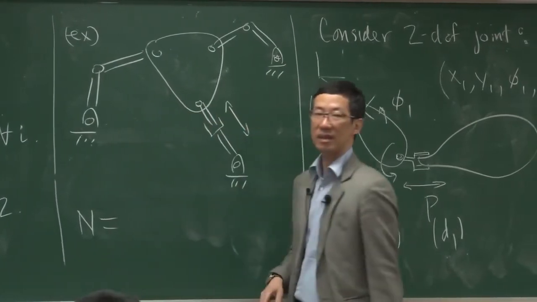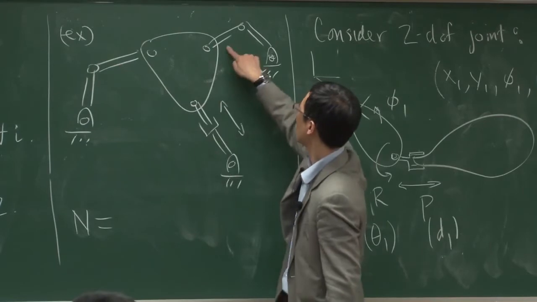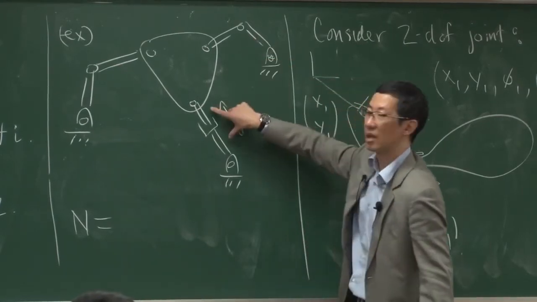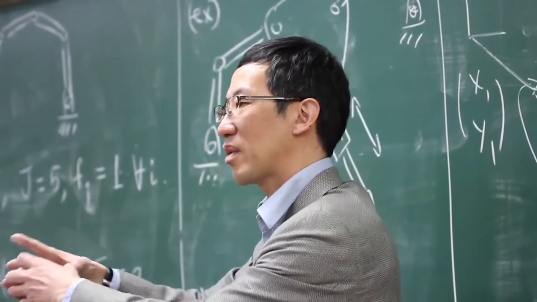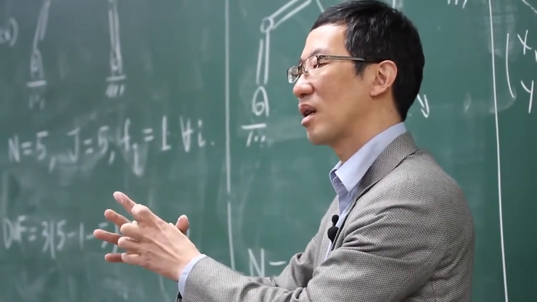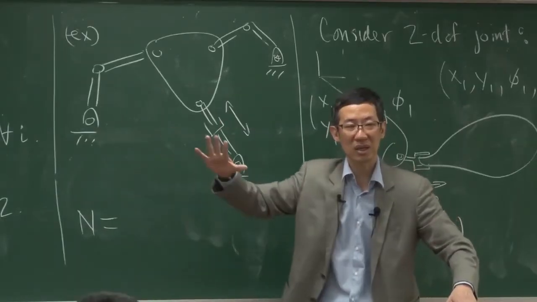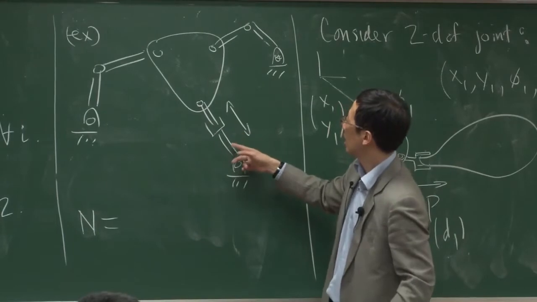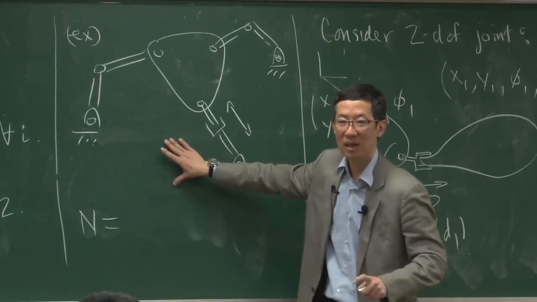Okay, number of links. So 1, 2, 3, 4, 5, 6, 7. If there's a joint, remember a joint is something that connects 2 rigid bodies. So if you see a joint, there has to be 1 rigid body on this side, another rigid body on the other side. Okay, so 7. And then, don't forget, ground. So that's 8.